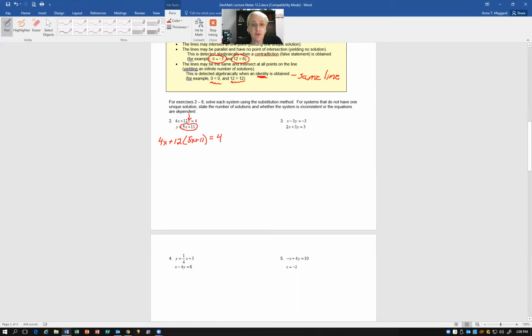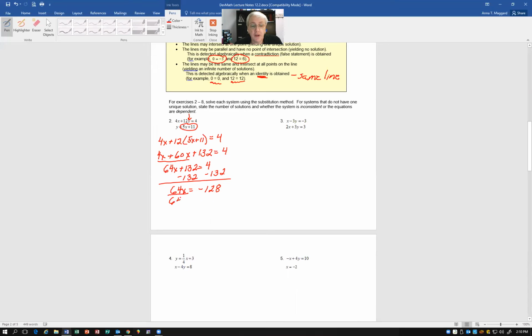Now I'm going to distribute the 12 times the 5x and the 12 times the 11. The 4x is just going to sit there a minute. That's going to be 60x plus 132. Notice a lot of these steps are the same after we've distributed. There are some like terms to combine together. And then there's this number to subtract from both sides. So I get 64x equals a negative 128, because 4 minus 132 is a negative 128.